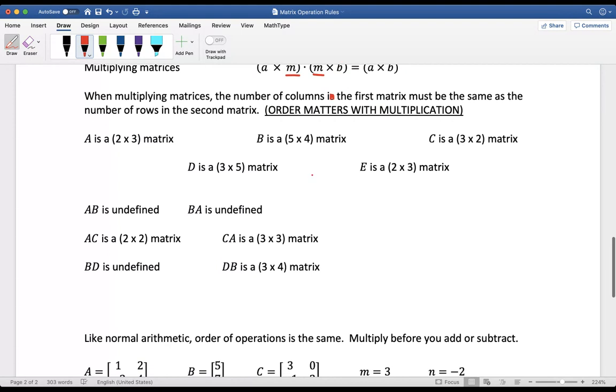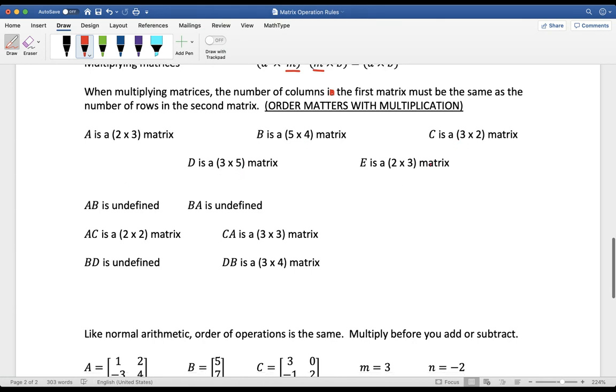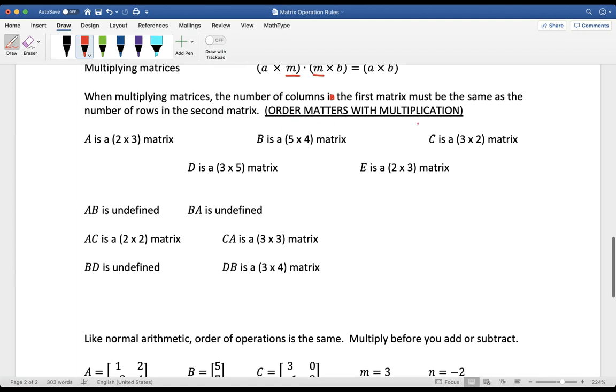So again, here we have some matrices defined. We have an A is a 2 by 3, a B is a 5 by 4, a C is a 3 by 2, a D is a 3 by 5, and an E is a 2 by 3. By the way, I want to also emphasize order matters when it comes to multiplication. If I wanted to multiply A times B, that would be undefined. So would B times A. Because if I was to do A times B, A is the first, does 3 match 5? No, it doesn't. So we could not multiply A times B.